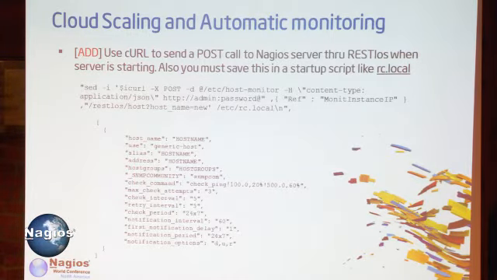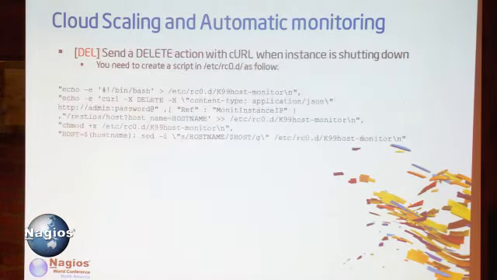So this is basically the REST call that we are sending to the RESTLOS tool. And when we are deleting this instance, basically we put on /etc/rc0.d. Basically, this is the init 0 of the instance we're running on Ubuntu.